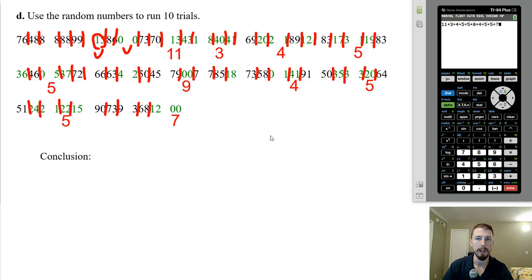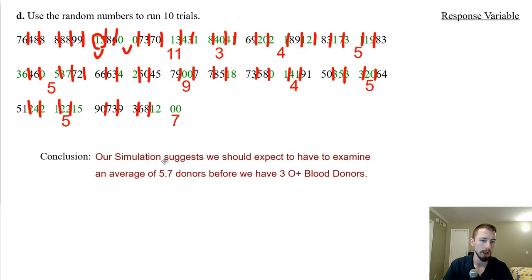All right, so now that I have all of my response variables, I want to add them all up together and divide by the number of trials that we ran. So I add them all up, I get, I believe, 57, right? Then we divide by 10 because that's how many we have. We're going to find the average, in other words, which is 5.7. So our conclusion would be: our simulation suggests we should expect to examine an average of 5.7 donors before we have 3 O positive blood donors.